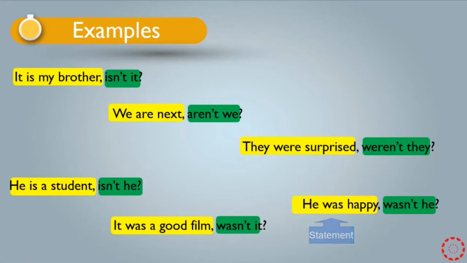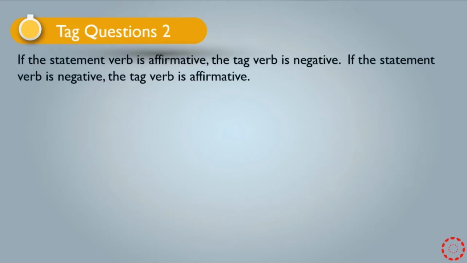Also, as I said, this is the statement and this one is the tag question. Be careful now here. If the statement verb is affirmative, or we can say positive, there is no difference: the tag verb is negative. So if our statement is affirmative or positive, the tag verb is negative. If the statement is negative, the tag verb is affirmative. So they are vice versa. If our statement is positive, the tag question is negative. If our statement is negative, the tag verb is affirmative.